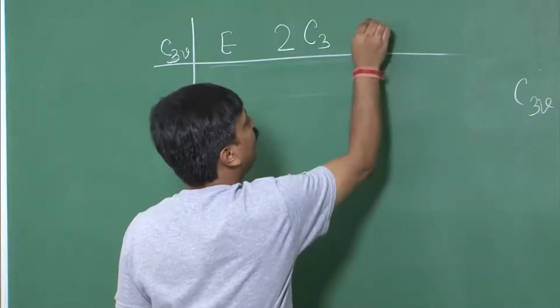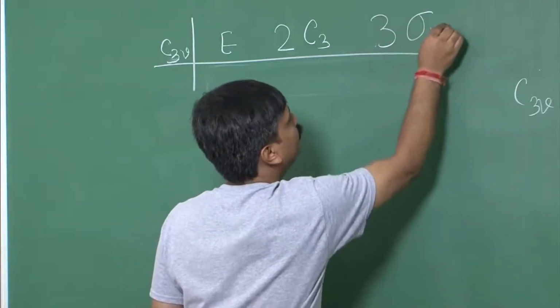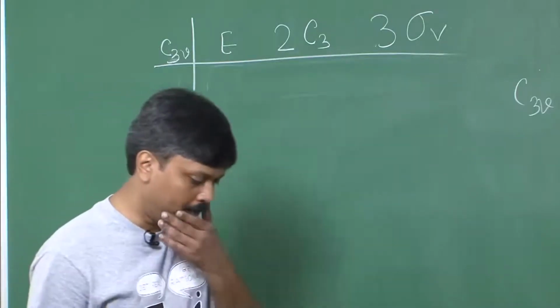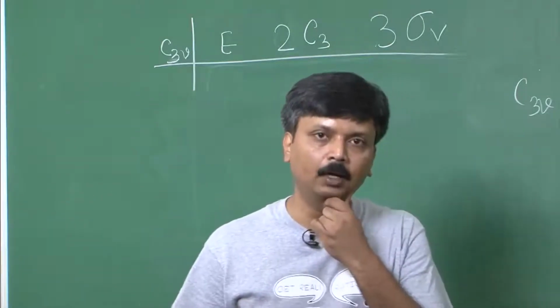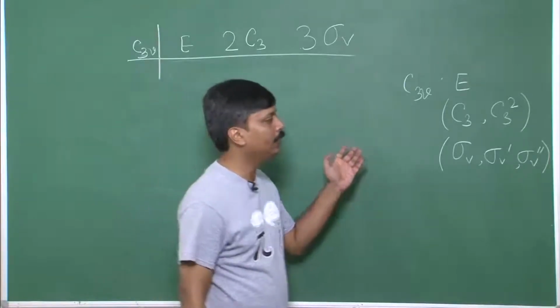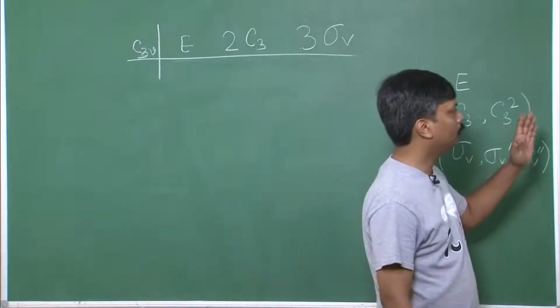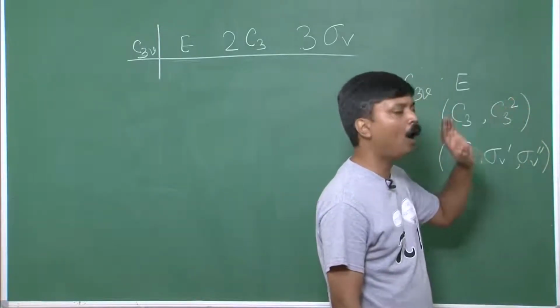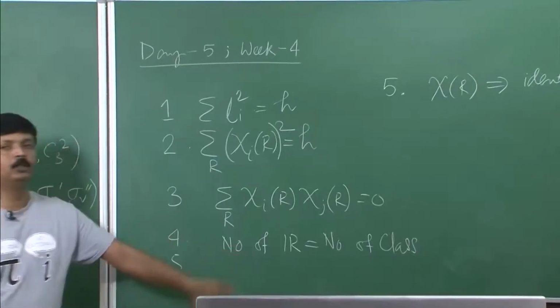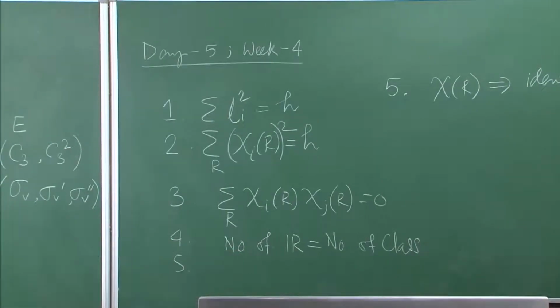Similarly, I will have 3 sigma v's, and now with this we have to form the character table of C3V. What we learned in the last class is that first we have to determine how many irreducible representations are possible. The number of irreducible representations is equal to the number of classes.